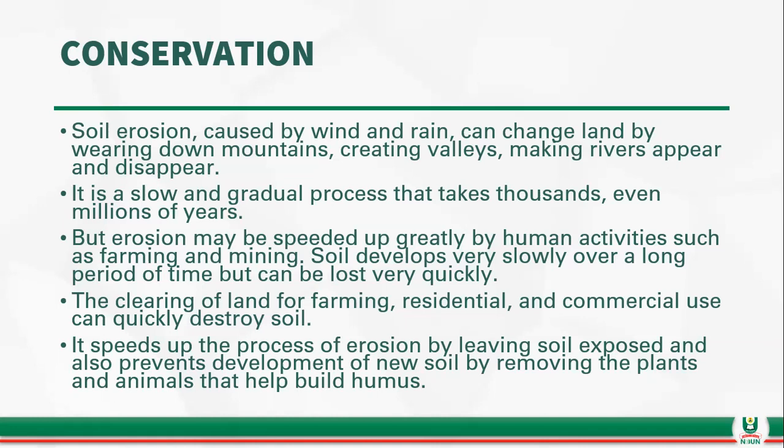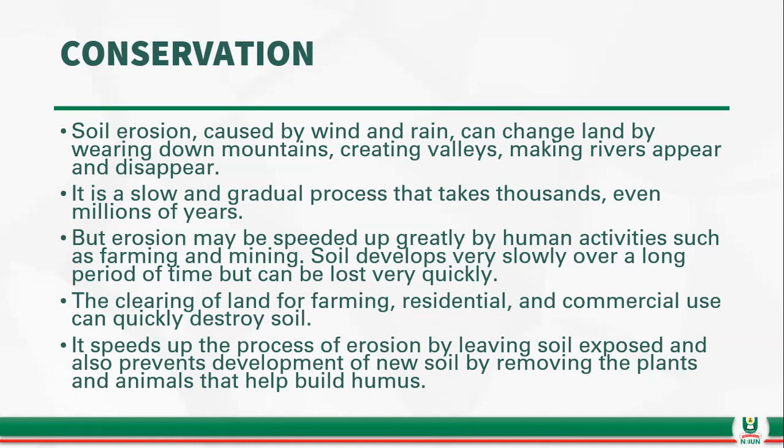And we're also careful the way we carry out our mining activities on the soil, because some of these activities end up predisposing the soil into a very dangerous outcome. So the clearing of land for farming, residential, and commercial use can quickly destroy soil. So it also speeds up the process of erosion by leaving soils exposed, and also prevents development of new soil by removing the plants and animals that help to build up the humus.